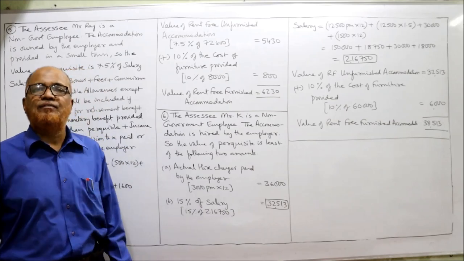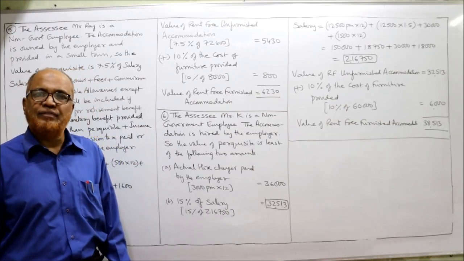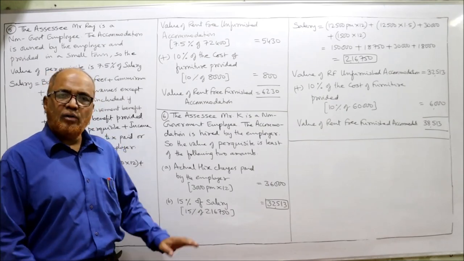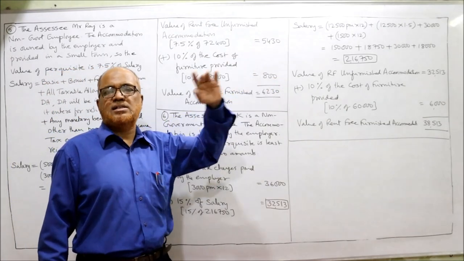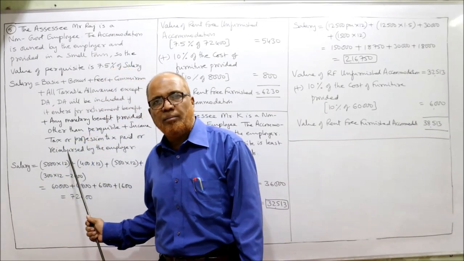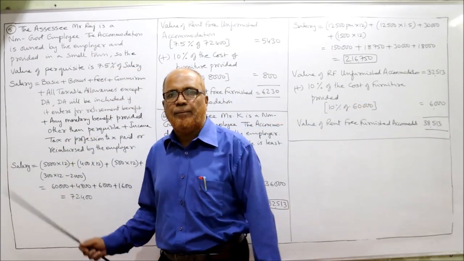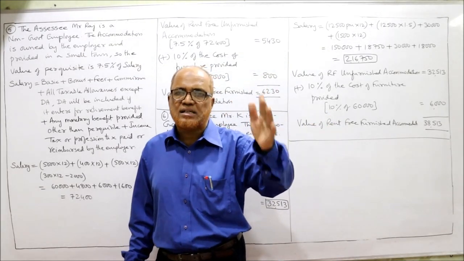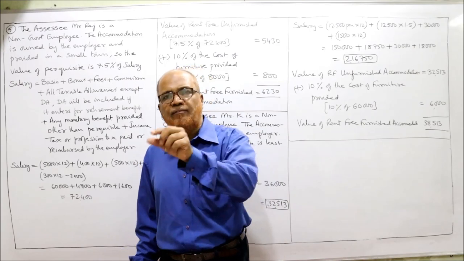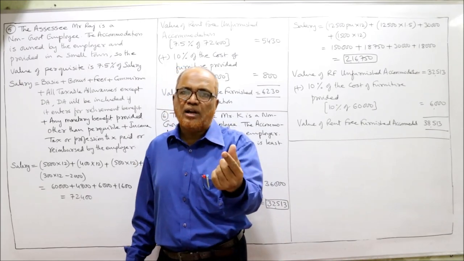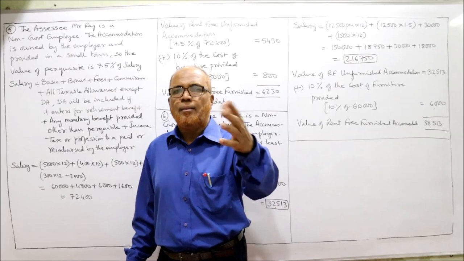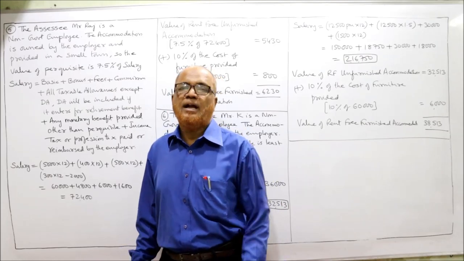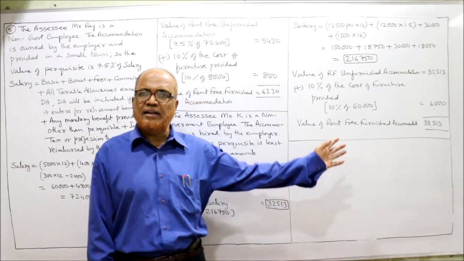Or second, 15% of salary. Now you have to find out in working note how much is the salary. Salary means, again you have to remember, I am not writing it again, already I have written. Salary means basic plus bonus plus fees plus commission plus all taxable allowances except DA. DA will be included if it enters for retirement benefit. Plus any monetary benefit other than perquisites given by the employer. Plus income tax or profession tax paid or reimbursed by the employer. That is the meaning of the term salary.